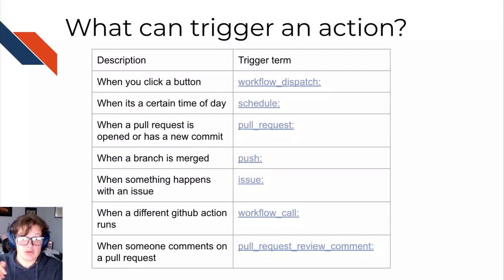Okay, there's other ways we could trigger actions because obviously we want to automate things. So we probably wouldn't want to actually go click a button to do stuff. Instead, we could do it by a schedule. So maybe we want it to run 5 p.m. Eastern time every day or something. We could set that up. We could have it run by a pull request.